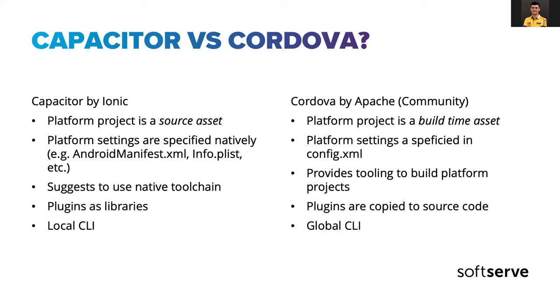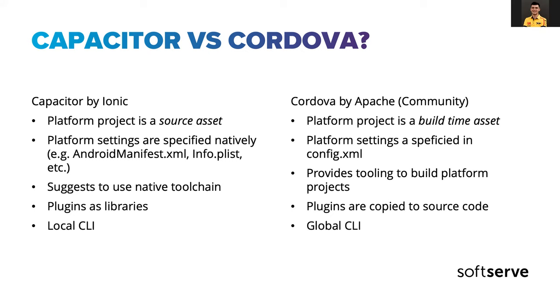Capacitor, on the other hand, treats the platform-specific project as a source asset. So it just generates the usual Android projects that can be built by Gradle or even in Android Studio. It also creates the Xcode projects, which can be built either with the Xcode CLI or in Xcode if needed. You have better control and can better understand what is going on underneath. And if you need some tweaks, you can open the native projects and tweak them, so you don't need to deal with the abstract layer and the code generation that can sometimes puzzle things.